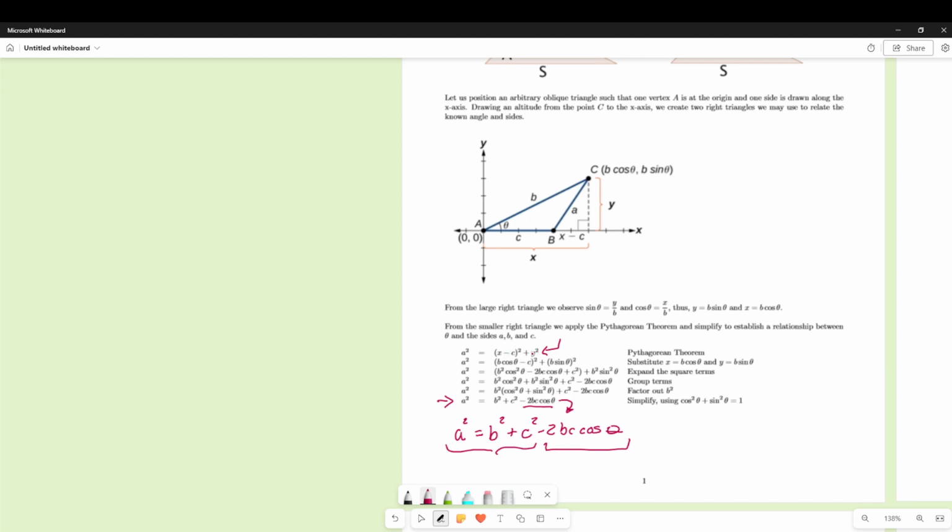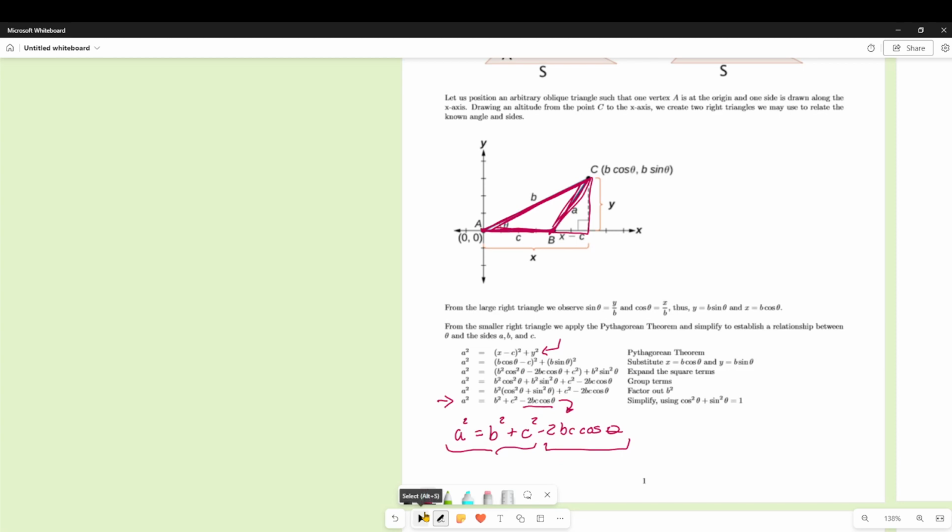Even though it's built from Pythagorean theorem itself, it's built from Pythagorean theorem around this triangle and essentially builds a modified Pythagorean theorem for our oblique triangle. So we're going to use it in that way.